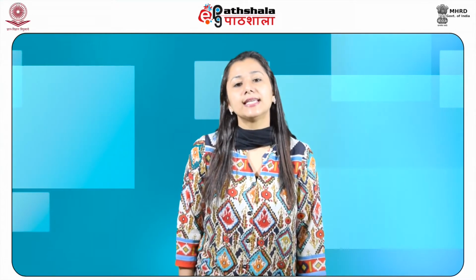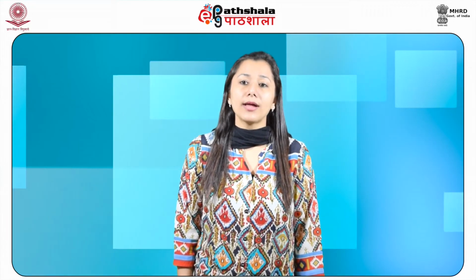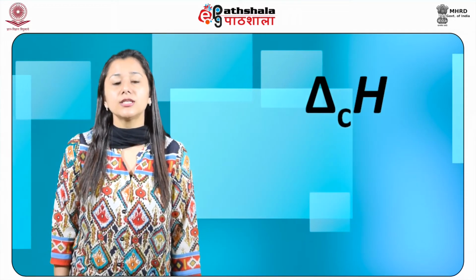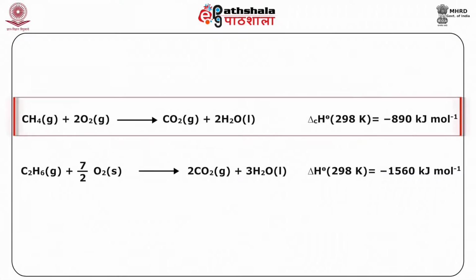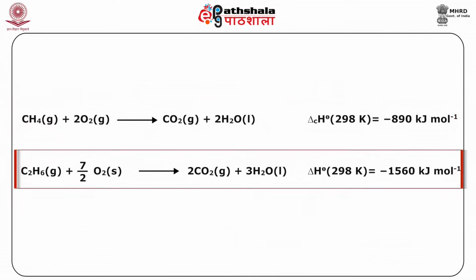It is defined as the enthalpy change that takes place when 1 mole of a substance is burnt completely in the presence of oxygen at a given temperature and pressure. It is denoted by delta HC and the unit is kilojoules per mole. The combustion is always an exothermic process. For example, we have the combustion of methane. For this reaction, delta HC at 298 Kelvin is minus 890 kilojoules per mole. For the reaction, delta H0 at 298 Kelvin is minus 1560 kilojoules per mole.